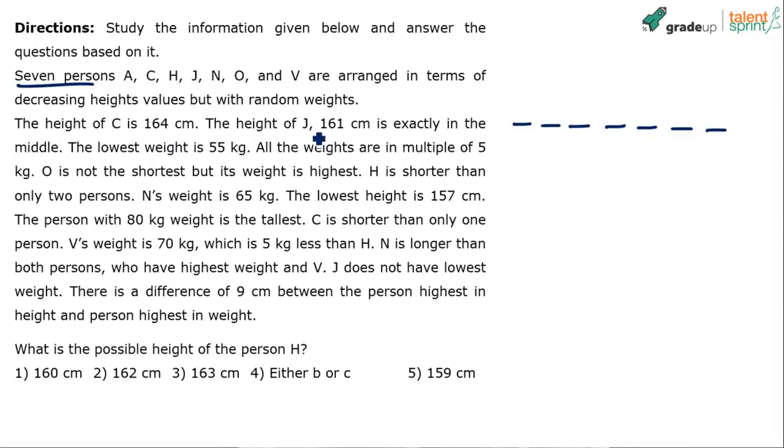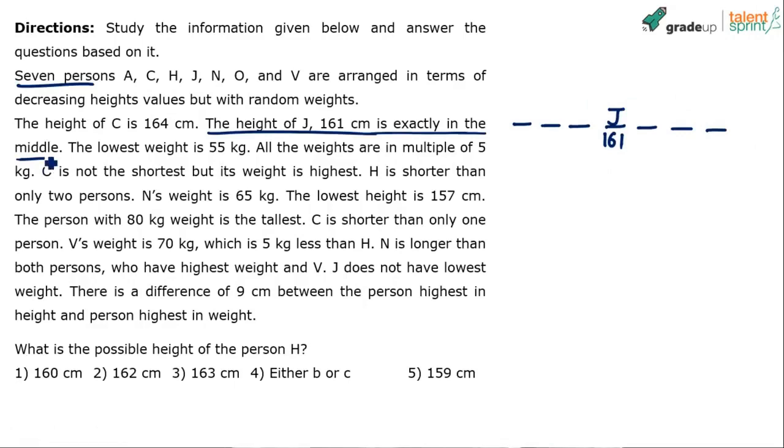Next point. The height of J, 161 centimeter, is exactly in the middle. This is an interesting point. Exactly in the middle, so clearly J should be in the 4th position: 3 positions on the left, 3 positions on the right. J should come in the middle position, and the height is 161. For the sake of simplicity, I will put the names of the persons on the dashes, with the heights below and the weights above.